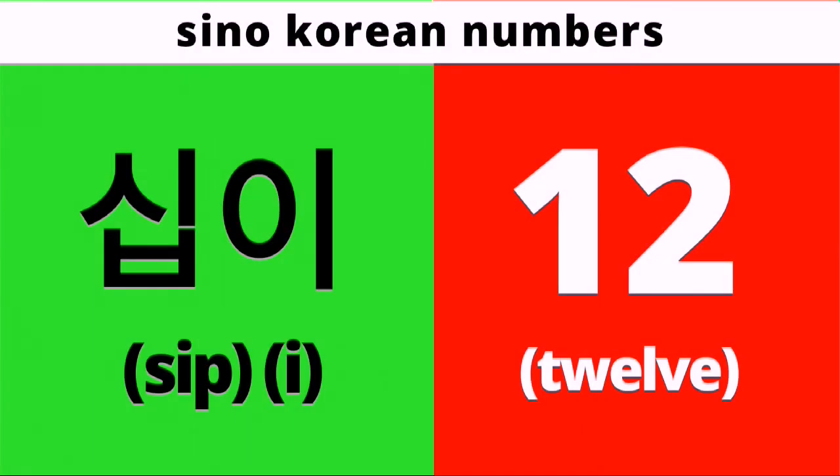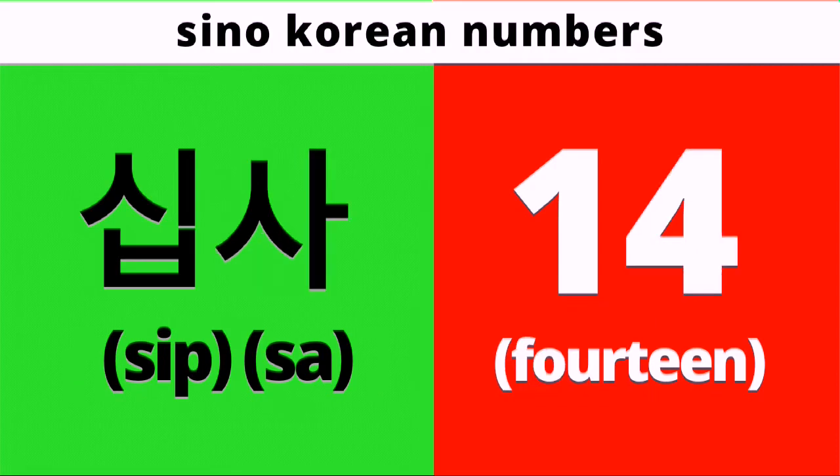Take, for example, number 12. The Sino-Korean version of number 12 is SHIP E. SHIP means 10 and E means 2. Take note that the principle is SHIP plus E, so 10 plus 2 is 12. This also applies to other numbers from 1 to 9: SHIP 1, SHIP 2, SHIP 3, SHIP 4, and so on.